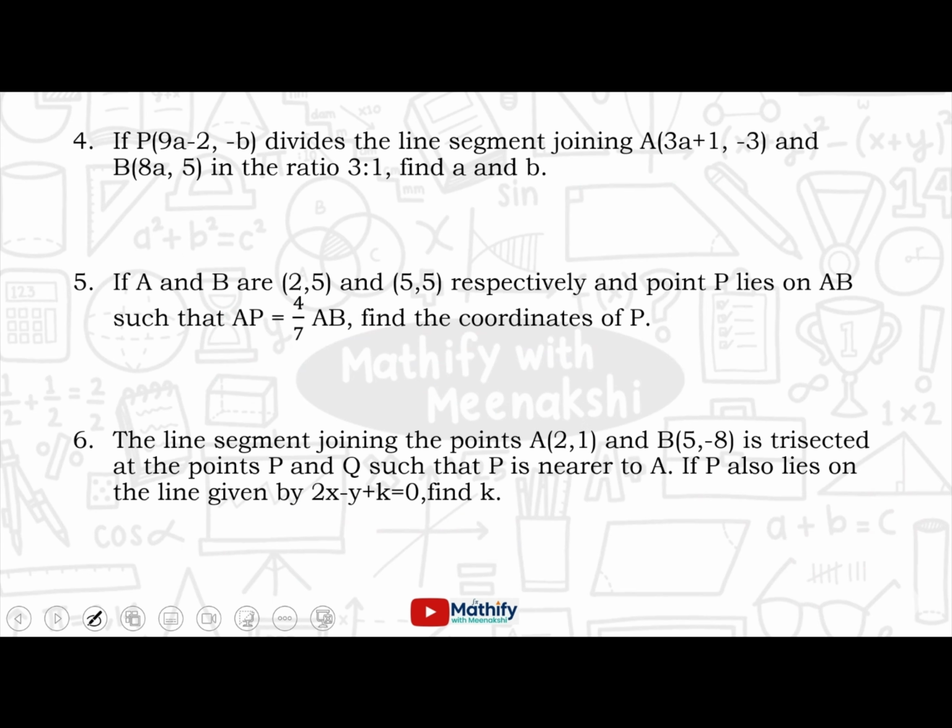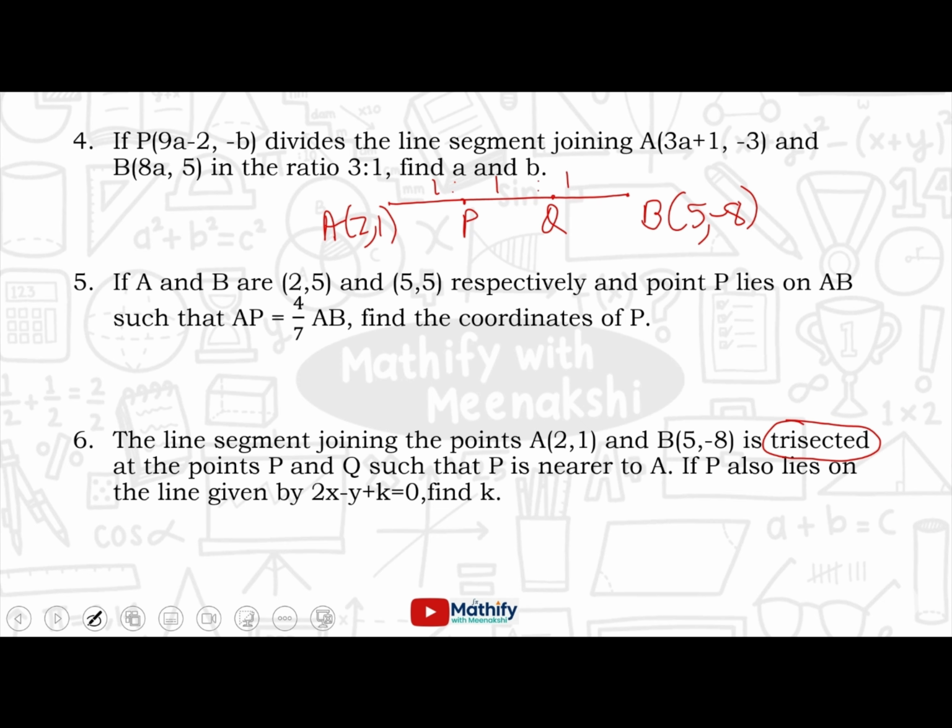In the sixth question, it's given that the line segment joining the points is trisected. See the word carefully, trisected. That means divided in 3 equal parts. I'm drawing the figure here. A is (2, 1), B is (5, minus 8). It's divided into 3 equal parts by P and Q, such that P is nearer to A. So P will come first and then Q. Here the ratio is 1 is to 1 is to 1.